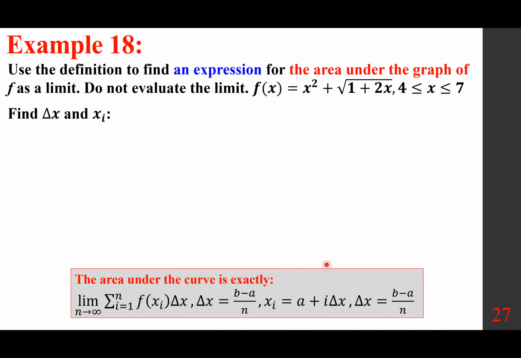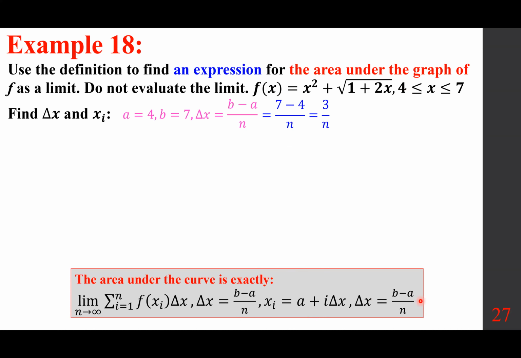So the area under the curve, when the function is continuous and positive, is the limit of the summation of i from 1 to n of f of x sub i delta x as n goes to infinity, where delta x is b minus a over n, and x sub i is a plus i delta x. So according to this, we are going to go from 4 to 7. So a is 4, b is 7. And since delta x is b minus a over n, it's 7 minus 4 over n, or 3 over n.